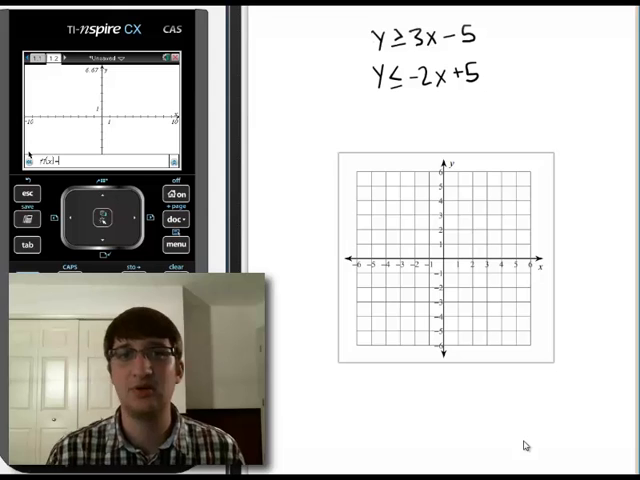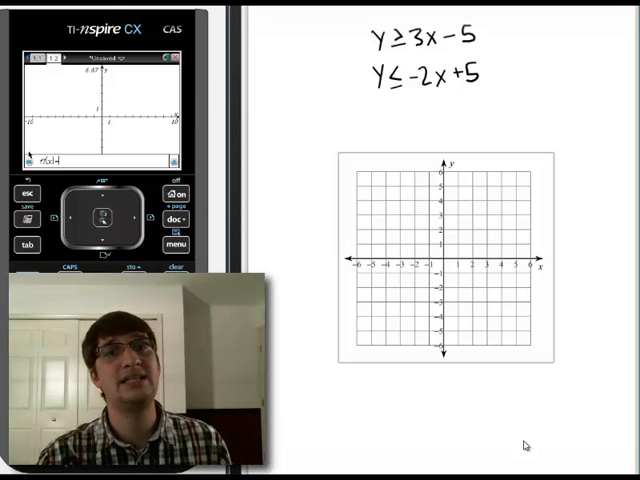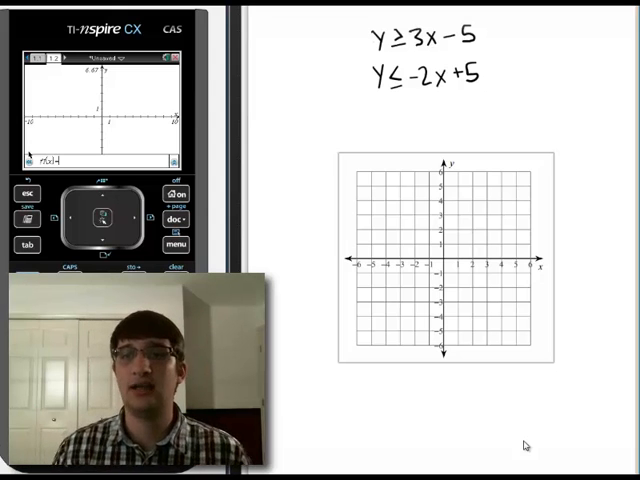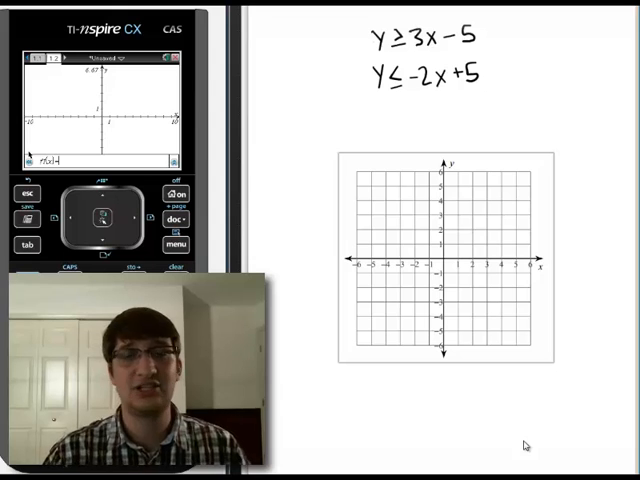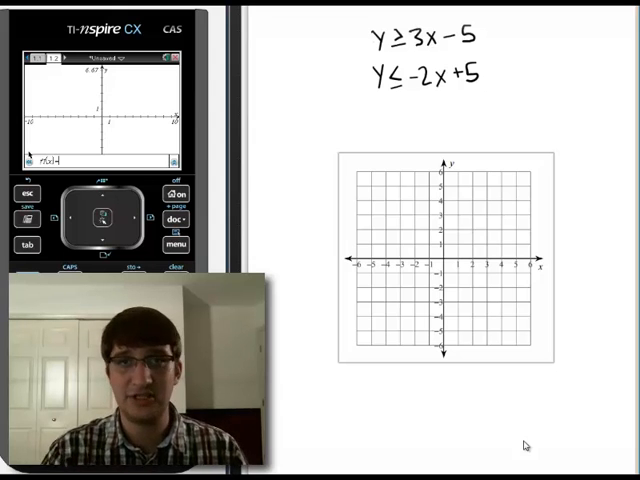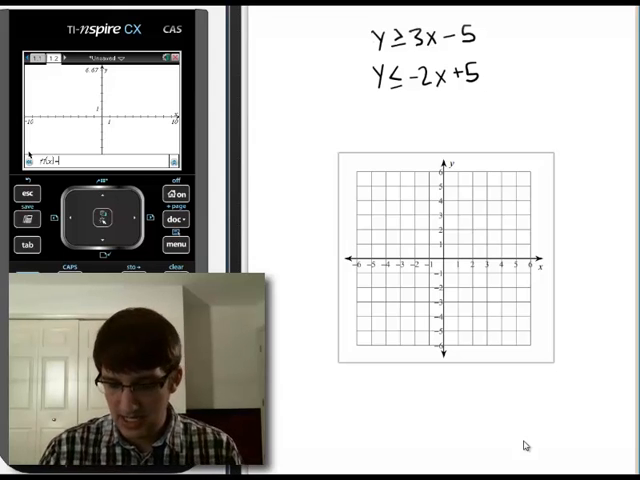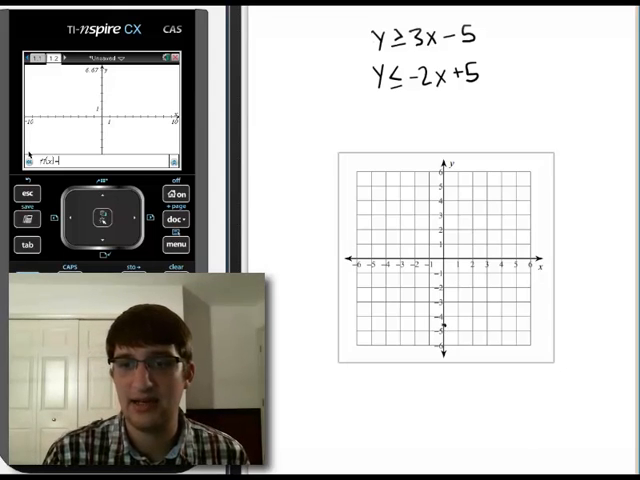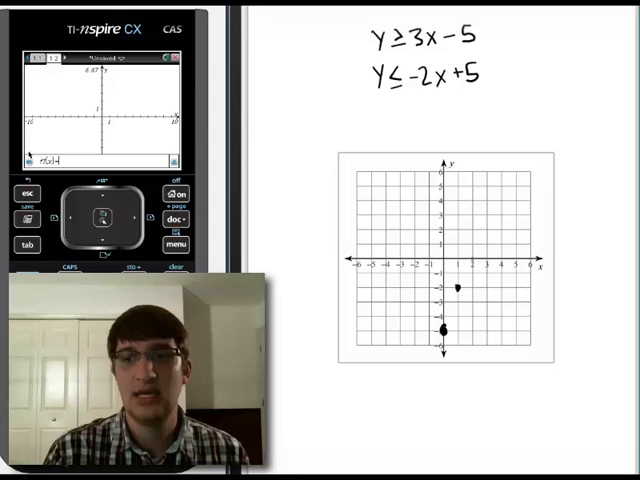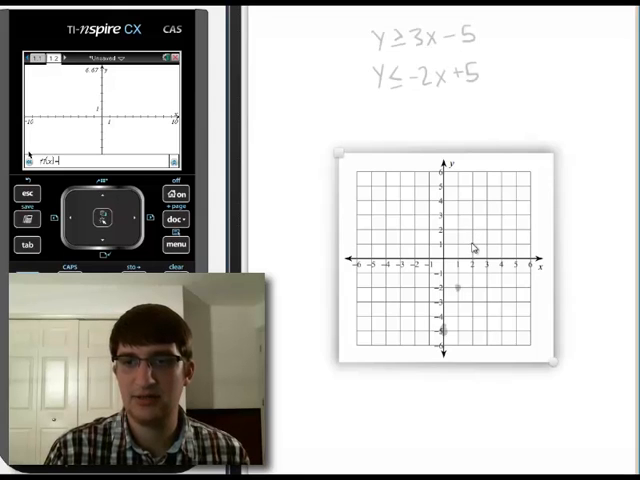Okay, so let me show you two examples by hand and then one example using the calculator. Alright, so the first example, y is greater than or equal to 3x minus 5. I'm assuming you know how to graph these, so I'm going to start by getting just the lines and then we'll talk about how the shading works. So I got 3x minus 5. My y-intercept is going to be at negative 5, so I'm going to put my point there. I'm going to go up 3 over 1 for my other points.